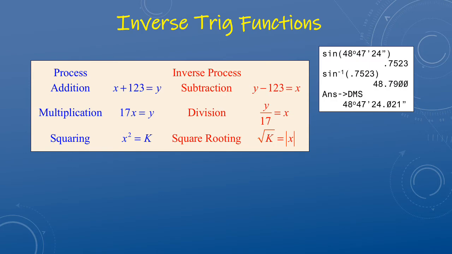So on your calculator, if you take the sine of 48 degrees, 47 minutes, 24 seconds, we get 0.7523. Now, if we take the inverse sine, which is second sine of 0.7523, we end up with 48.7900. We can then change that to degrees, minutes, seconds, and we get 48 degrees, 47 minutes, 24.021 seconds. Notice it's not exactly 48 degrees, 47 minutes, 24 seconds, which is what we started with, because there were extra decimal places beyond 0.7523, which we did not include.